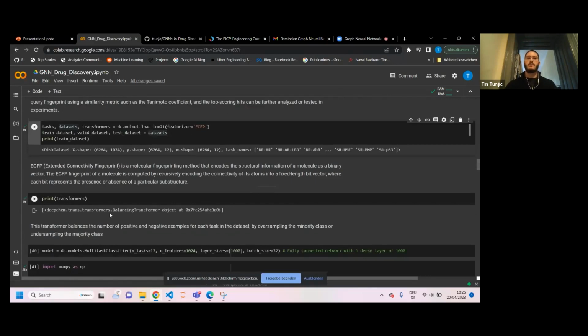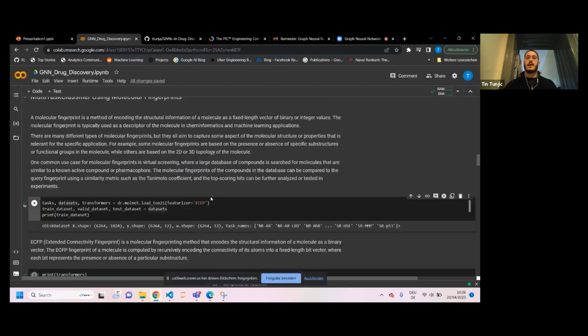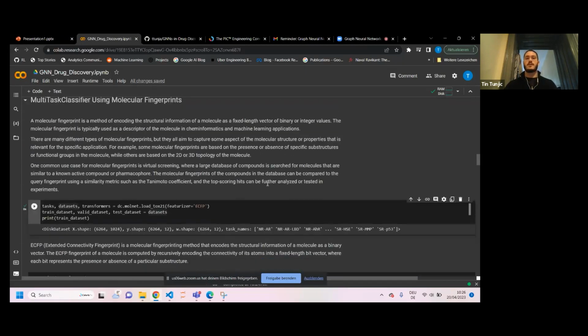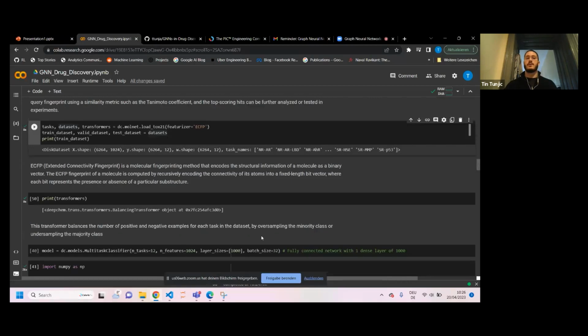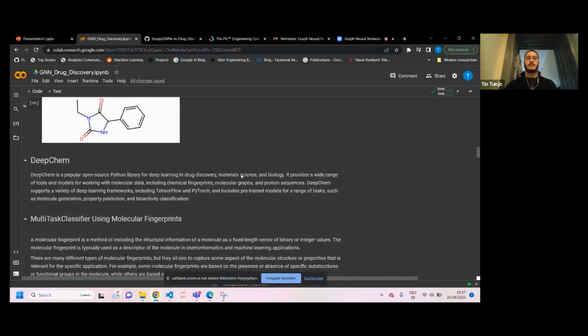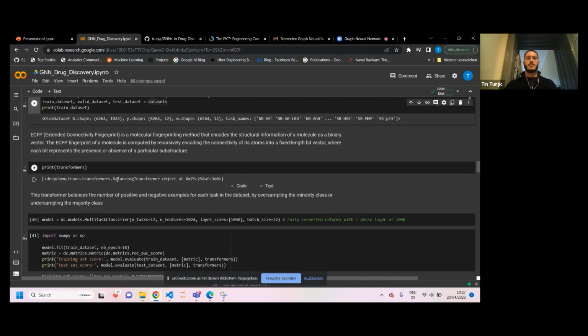This is a balancing transformer, so it balances the number of positive and negative examples for each task in the dataset by oversampling the minority class. Meaning if we have, for example, inactive compounds dominating, it would oversample the active compounds so that we have a higher percentage of them, or in the other case, it would undersample the majority class. So it will minimize the number of inactive samples for that specific task. So yeah, this is the balancing transformer.